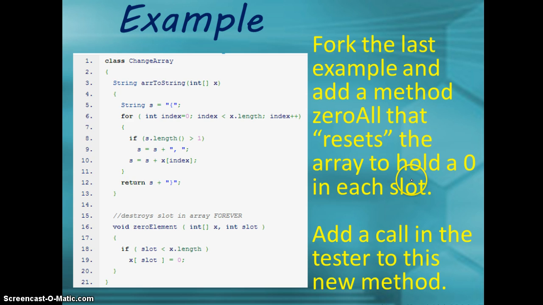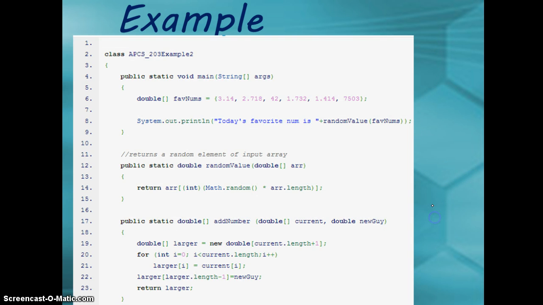All right, so I reset everybody to 0. I added a call in the tester for the new method. So that's all good. So here we get another example. The main's up top, which makes it easier to find.